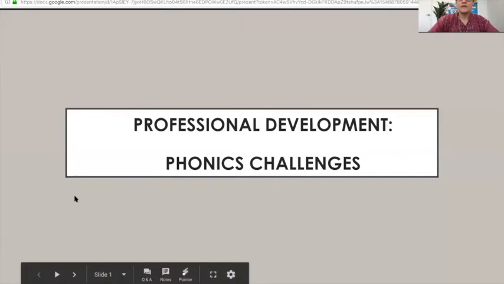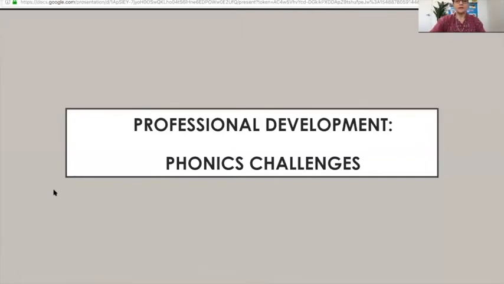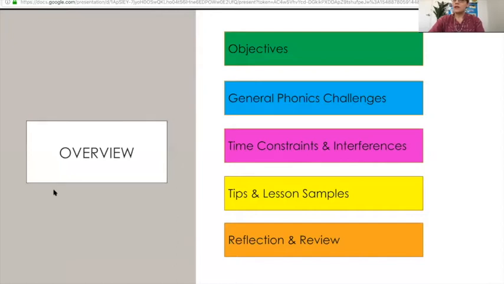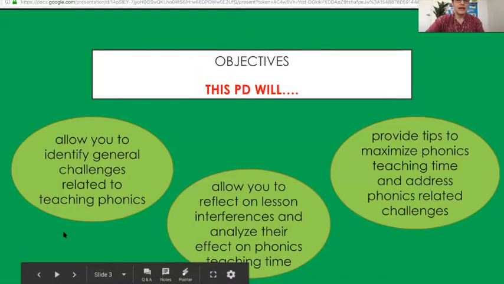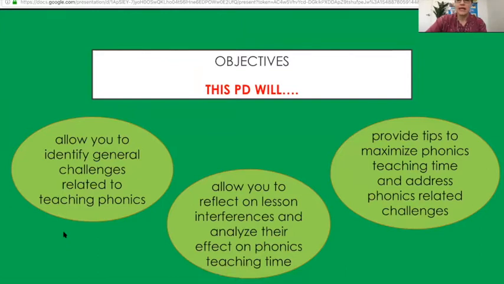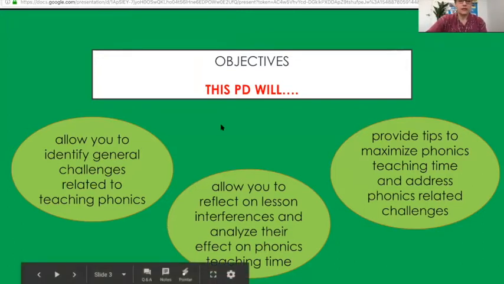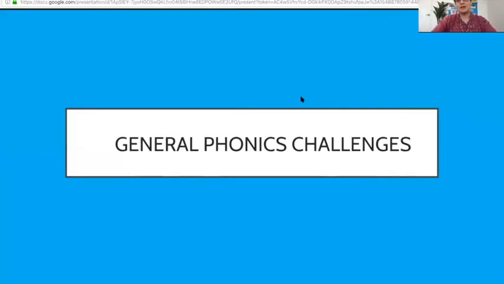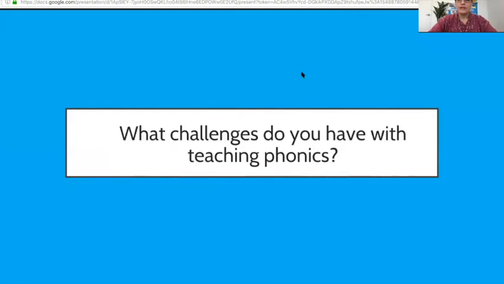Today we're going to talk about some of the challenges that you might face when you're teaching phonics. So we're talking about some of the general challenges, some of the challenges that come up throughout the school year, and then look at some example lessons and talk about some tips. So today, again, the general challenges and some of the interferences, and then maximizing your teaching time so that you can address some of the related challenges. First, we're going to talk about some general phonics challenges. What challenges do you have with teaching phonics?